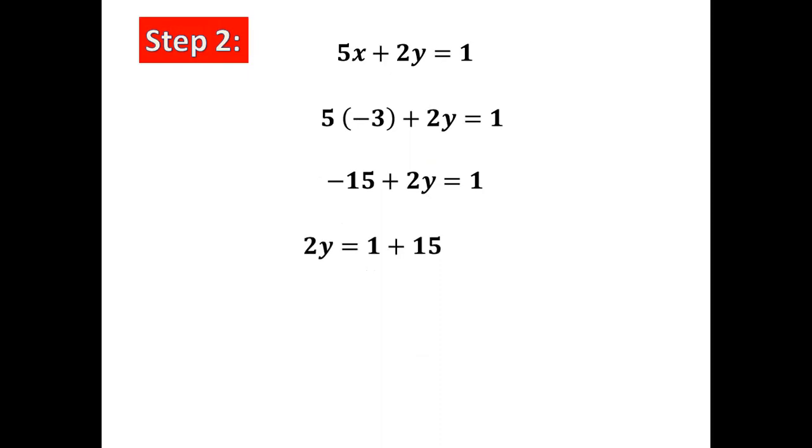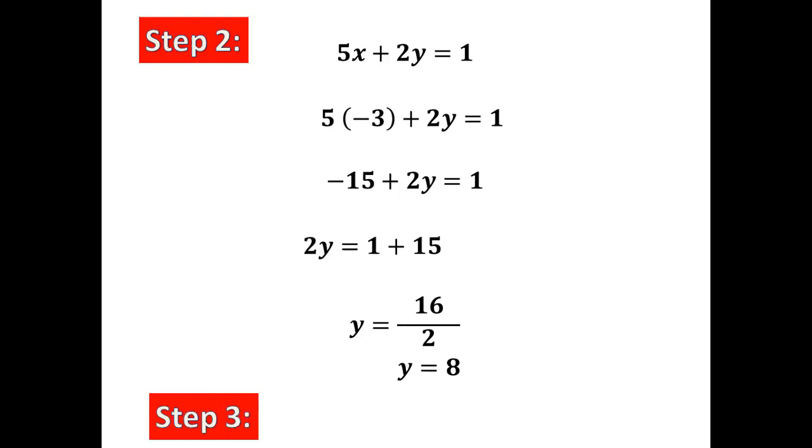So 2y is equal to 1 plus 15, because minus 15 when it moves to the other side, it will become plus 15. 2y is equal to 16, so y is equal to 16 over 2, which is going to give you y is equal to 8. Okay, now step 3, which is again one of the important steps, is writing the answer.